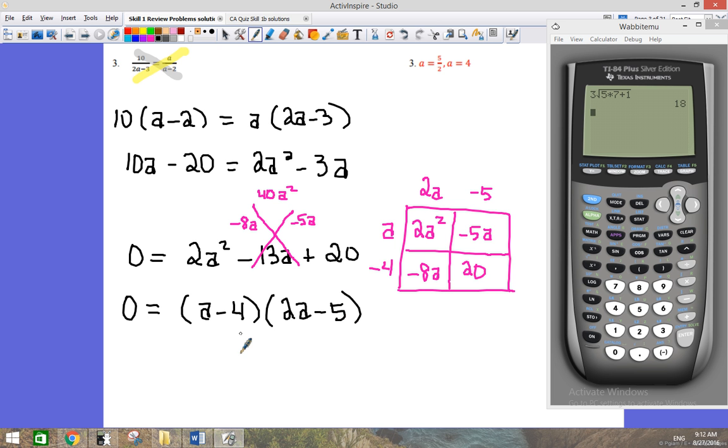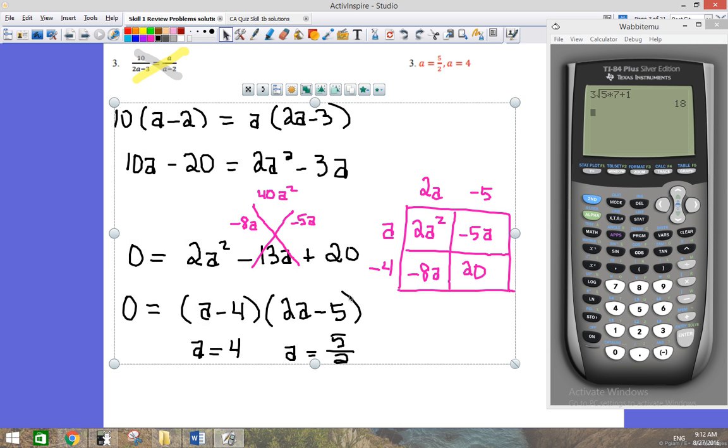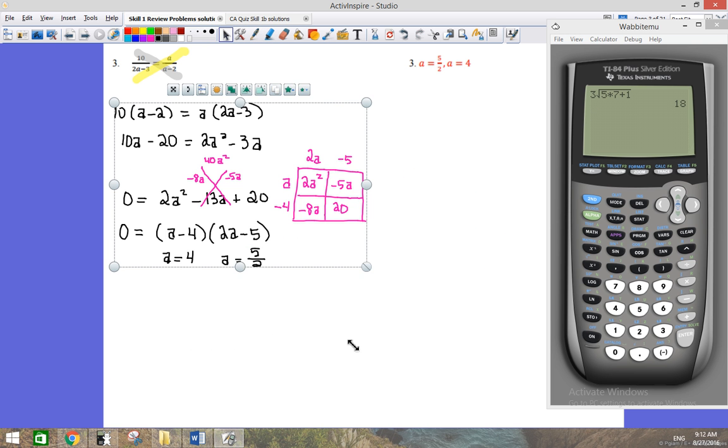By the zero product rule, if two or more things multiplied together give you 0, then one or more of the factors have to be 0. So if a minus 4 is 0, that results in a equals 4. If 2a minus 5 equals 0, that results in a equals 5 divided by 2. And because it's a rational equation, we need to check and see if the left-hand side equals the right-hand side when we plug in values.